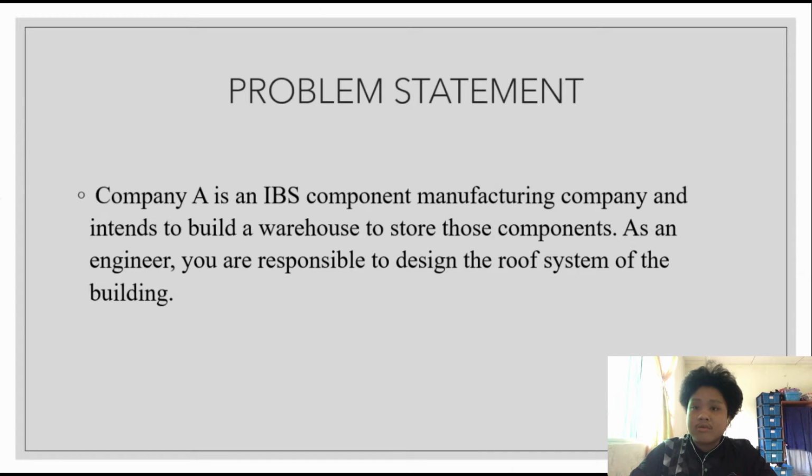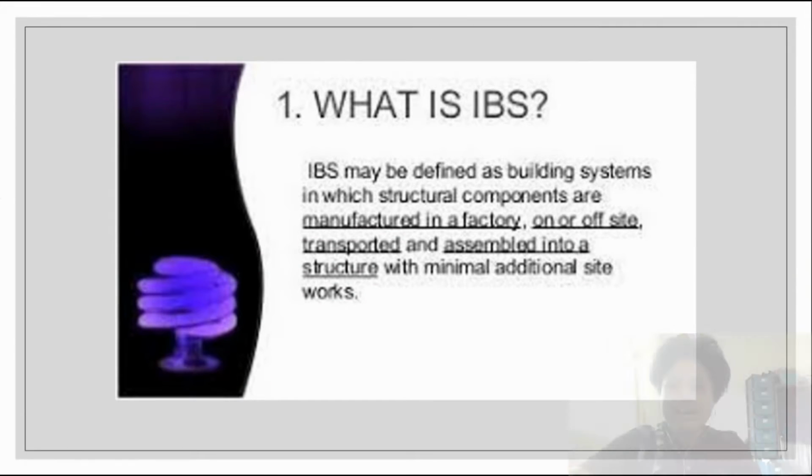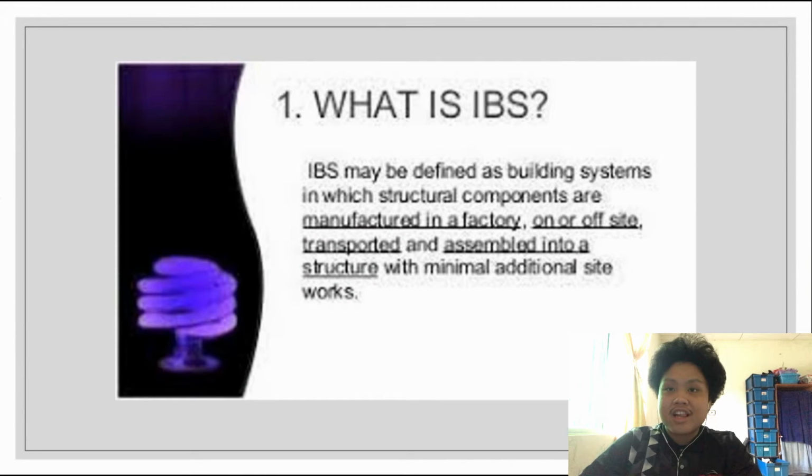Before we design our roof system, we first need to know what the use of the building is. The example given in the problem is that the warehouse is built to store IBS components. IBS full name is Industrialized Building System. IBS is a term used in Malaysia for a construction technique whereby components are manufactured in a controlled environment, either on site or off-site, placed and assembled into construction works.